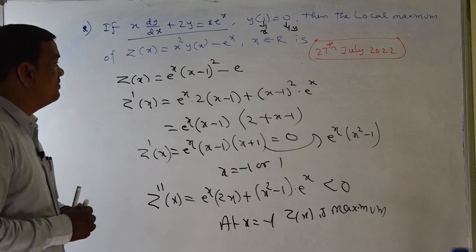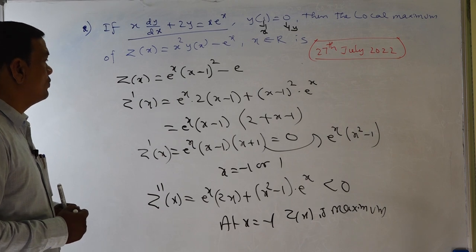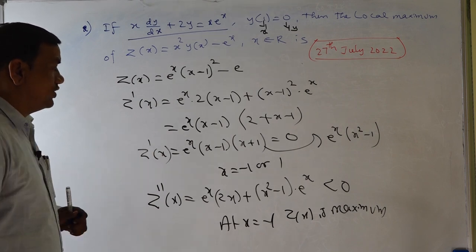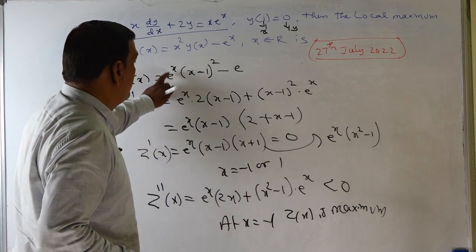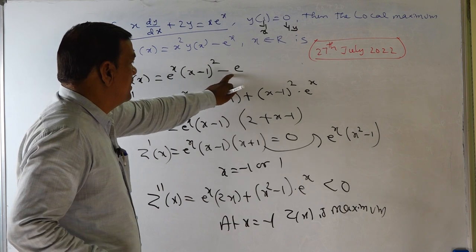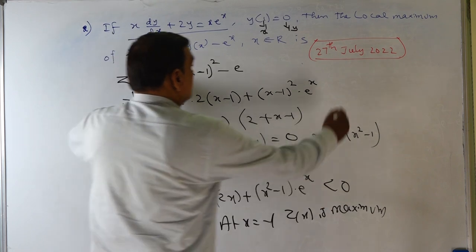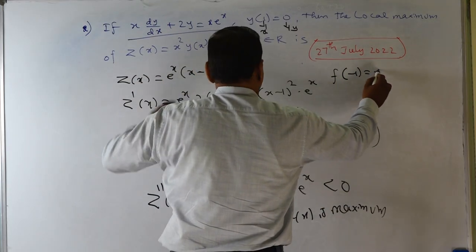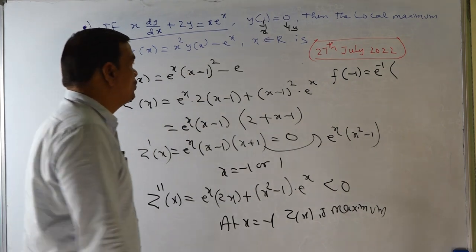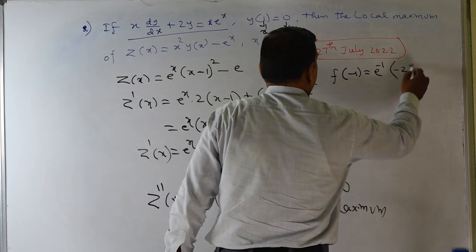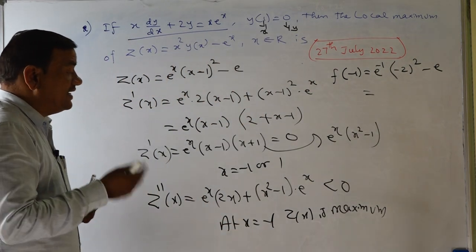So, what does maximum value mean? Wherever x is there, you have to substitute x is equal to minus 1. So, what is the z of x value here? z of x means e power x into x minus 1 whole square minus e. Wherever x is there, substitute minus 1 here. Therefore, f of minus 1 is equal to e power minus 1, so if you substitute here minus 1, minus 1, minus 1, minus 2, minus 2 whole square, minus e.